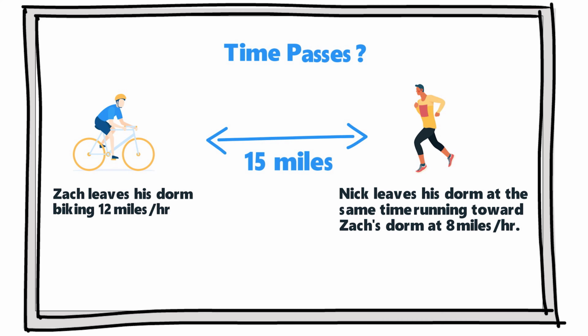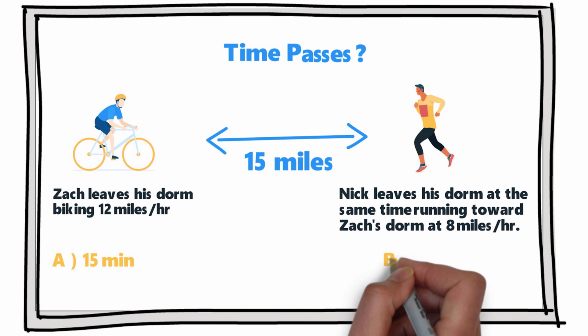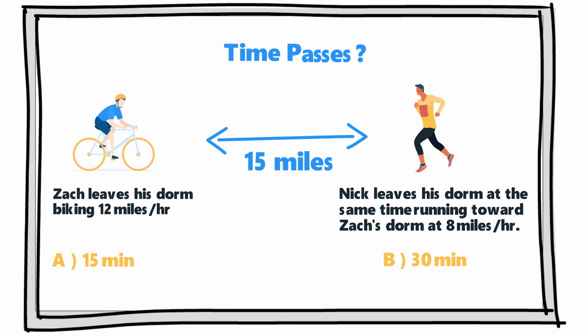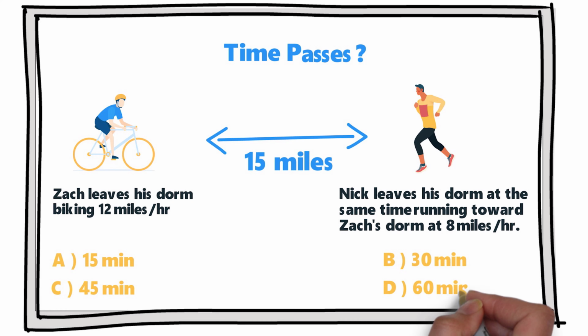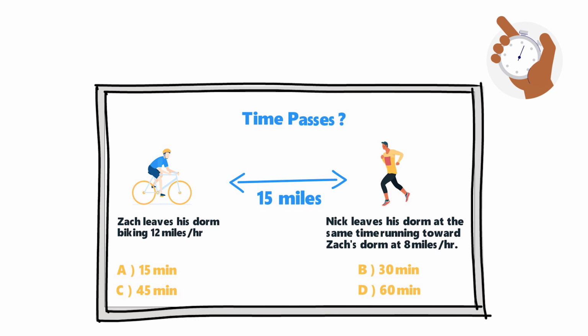You're presented with 4 different choices. Choice A, 15 minutes. Choice B, 30 minutes. Choice C, 45 minutes. And choice D, 60 minutes. Do you see the answer? Can you calculate it? Give yourself a little bit of time. Maybe pause this video to see if you can come up with the answer on your own. Ready or not, we're moving forward, and I'll show you how to solve these types of problems on the test.